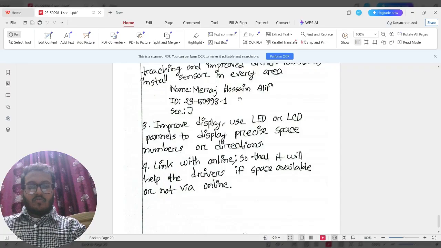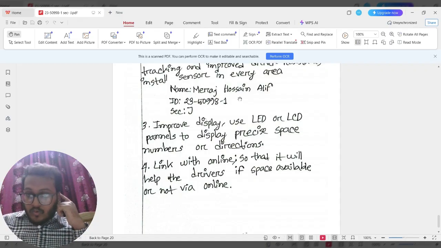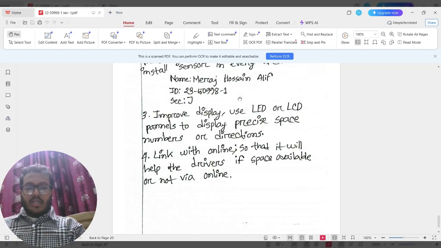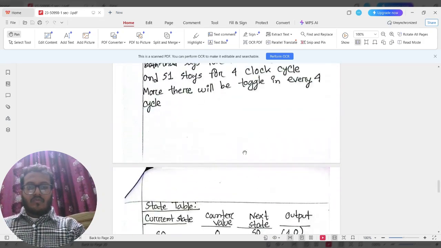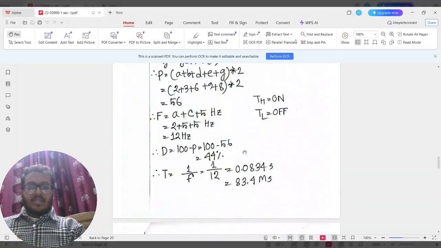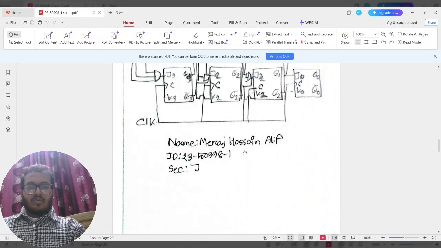For an improved display, we use LED or LCD panels to display precise space numbers or directions, and we also link it online, which helps drivers know whether space is available or not via the internet. So this is my answer of the four tasks, the digital parking control system.